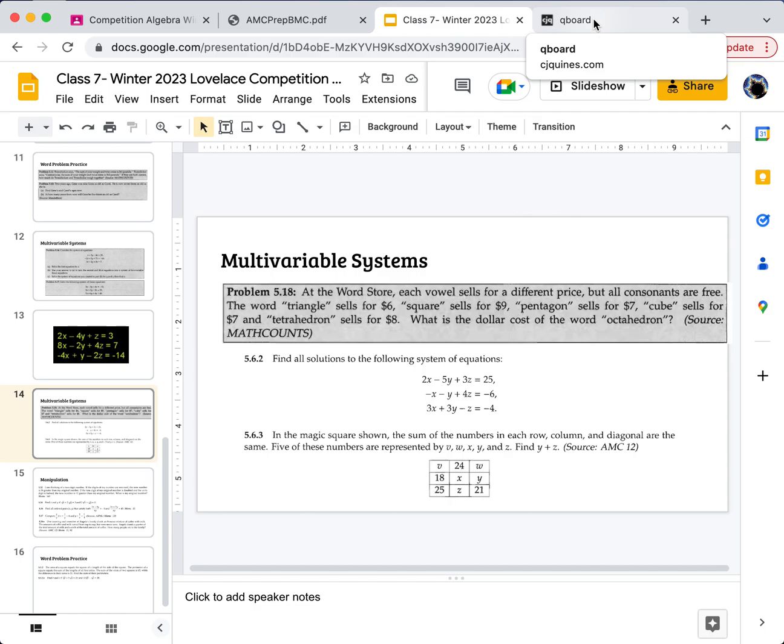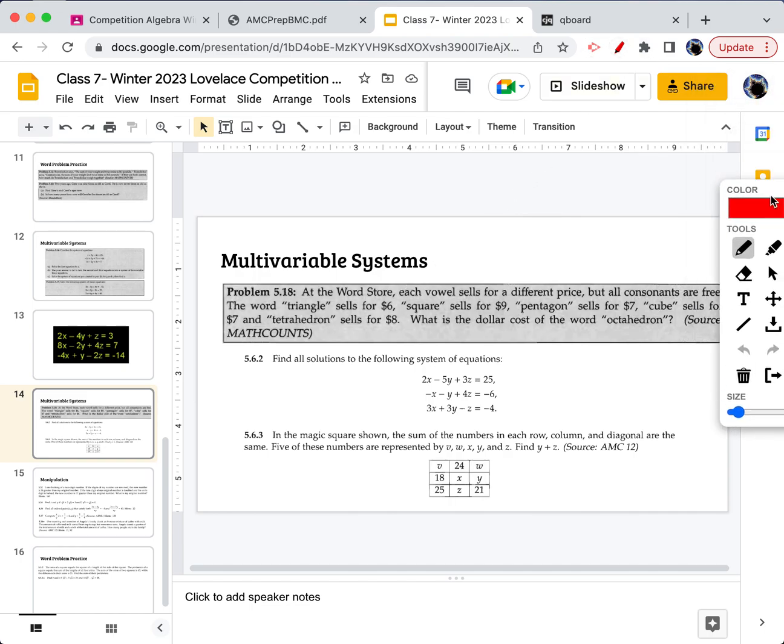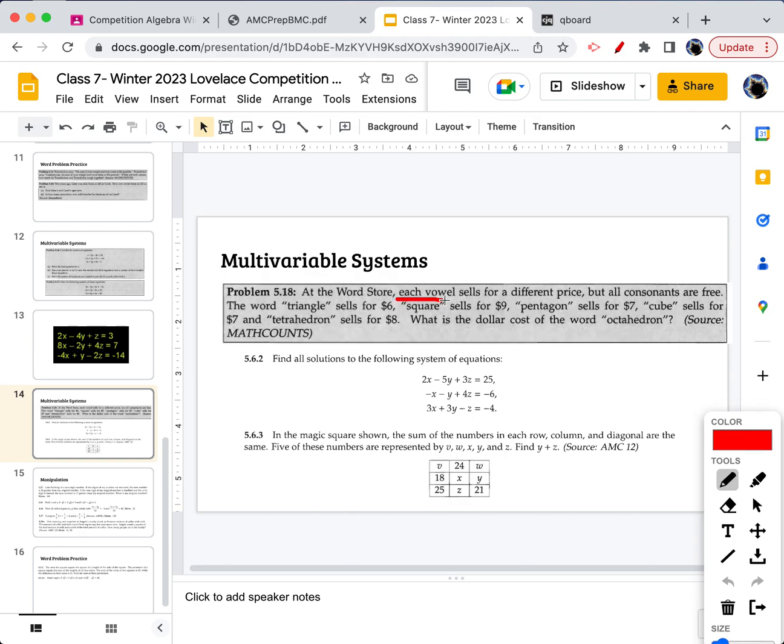So it says, at the word store, each vowel sells for a different price, but all consonants are free. The word triangle sells for $6, squirrel for $9, pentagon for 7, cube for 7, and tetrahedron for 8. What is the dollar cost of the word octahedron? So the key thing here is this sentence, which says each vowel sells for a different price, but all consonants are free.